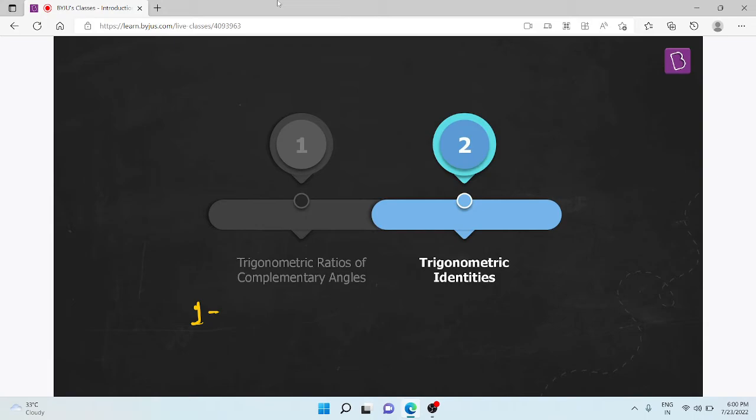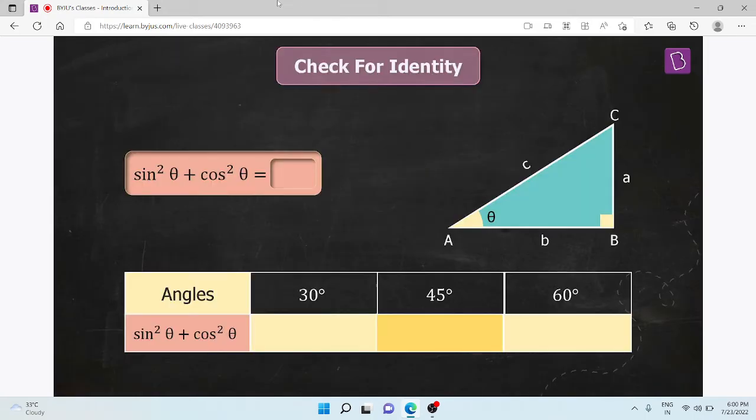Students, first identity is sine squared theta plus cos squared theta. This value is always equal to 1. Means theta की value कुछ भी हो, 10, 20, 30, 31, 35, as it anything, this value will always be equal to 1 only. Means if I say theta is 30, theta 30 means sin 30 कितना होता है 1 by 2.